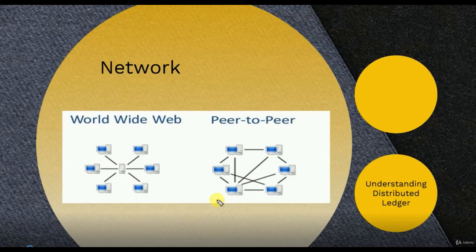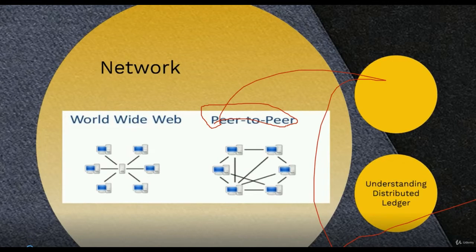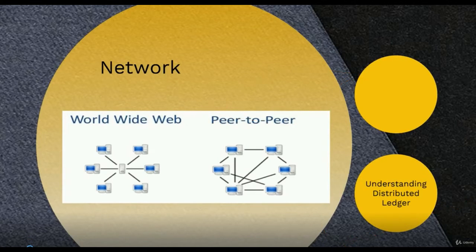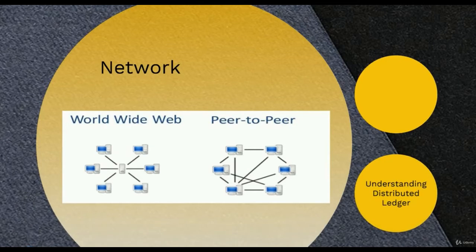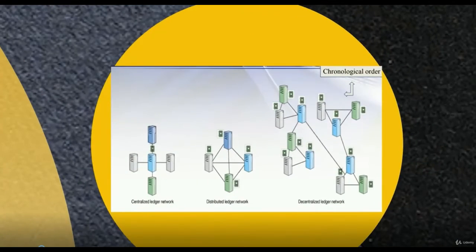So that is the main concept of the peer-to-peer network, which is highly secure with no point of failure, and you don't have to trust anyone, because each server has its copy of the data, and it's impossible to alter the data. That's why people started going for the peer-to-peer network. Okay, this is the peer-to-peer network, and this is how the World Wide Web is working.